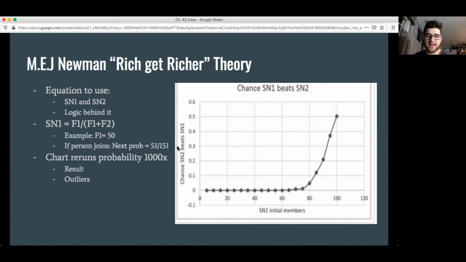The chart shows SN1 starting with different members varying from 5 to 100 members, with the chance SN1 ends with more members than SN2. As you can see, a higher edge in initial starting members will in turn result in a substantial long-run edge in total members, thus accurately concluding the idea that the rich will get richer in a very large percentage of the time with very few outliers.